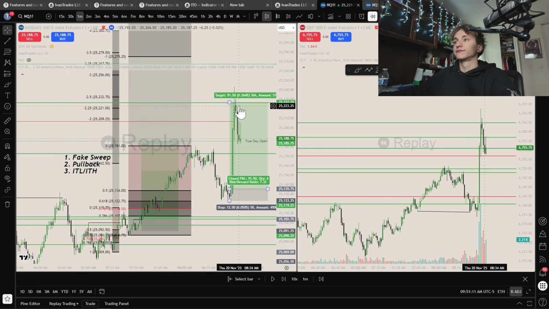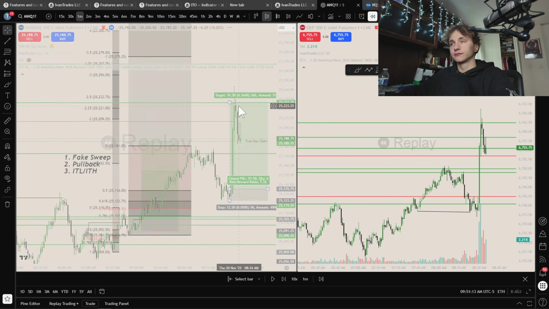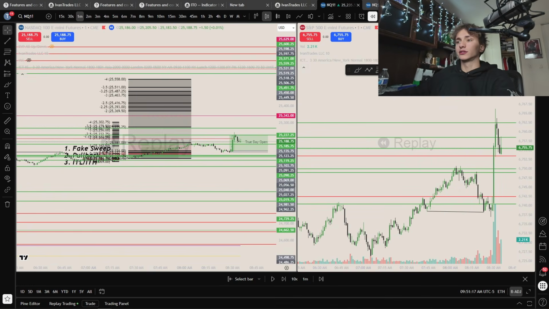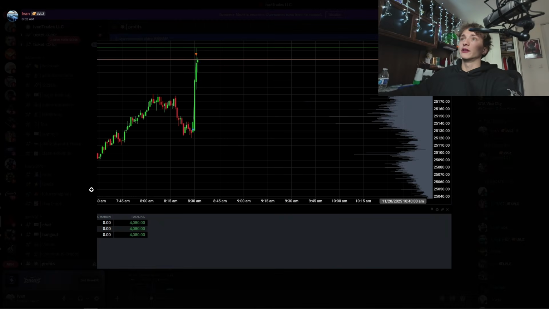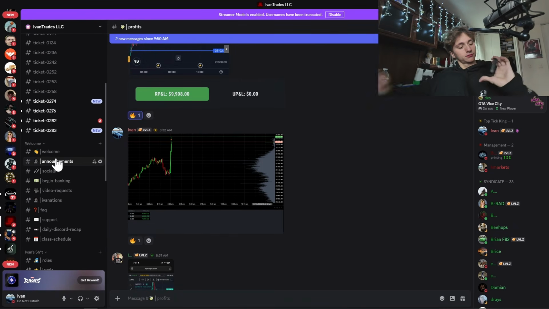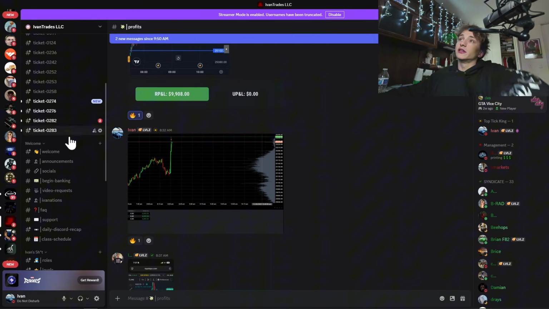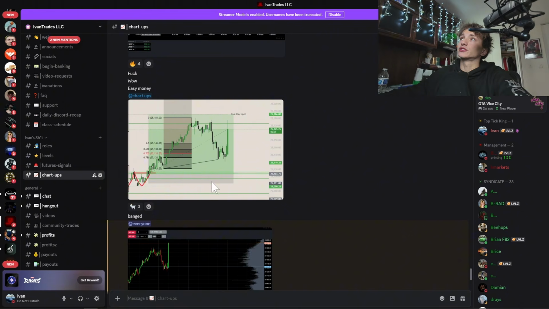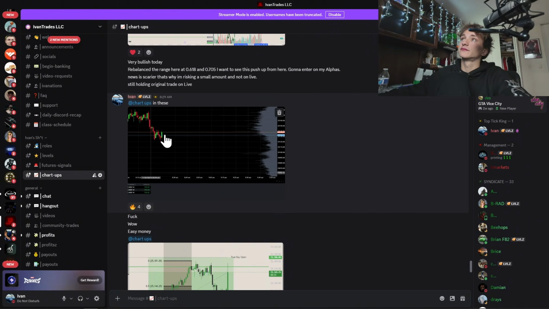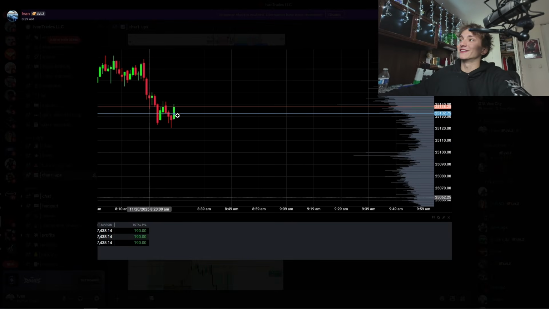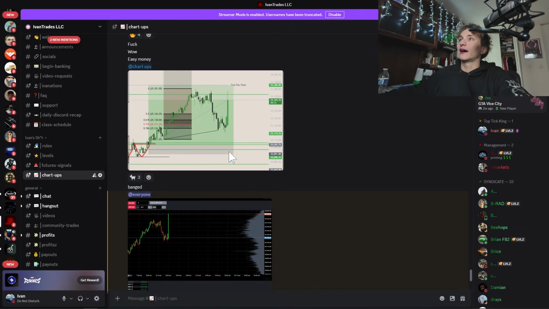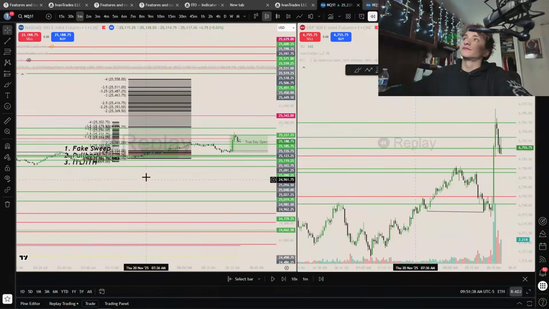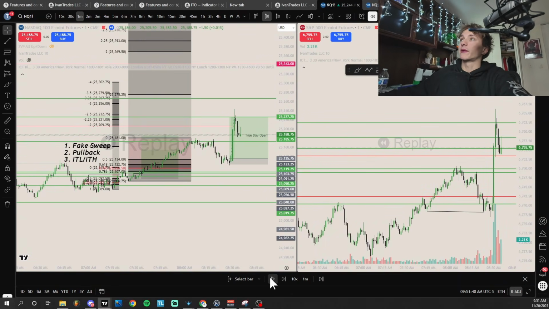Boom. Off 0.618 right there. And, of course, pull up my Discord. I'm going to go over into my chart ups, and you'll see that I sent this out from the moment that I entered it to the moment that I exited it. So, yeah, that's that. That was my long setup I had right there.